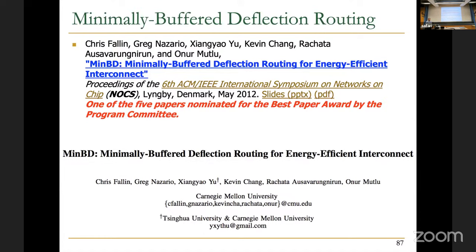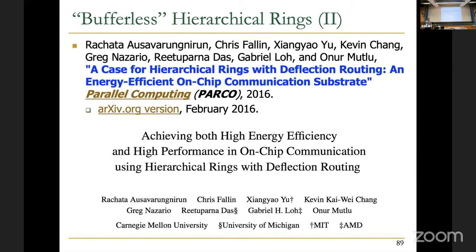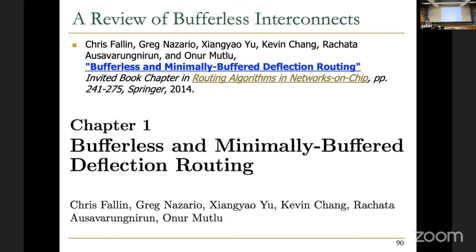This minimally buffered deflection router is the way to get the best of two worlds, bufferless and buffered. You don't have a lot of buffers since you have this bufferless idea, but you have a very small amount of buffering in your router, just to make sure that you can handle congestion well. Bufferless has also been used in hierarchical rings. You can check this paper if you're interested. As you can see, there are many, many works in bufferless interconnect design.